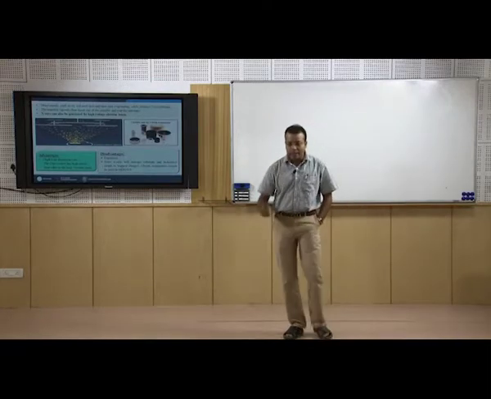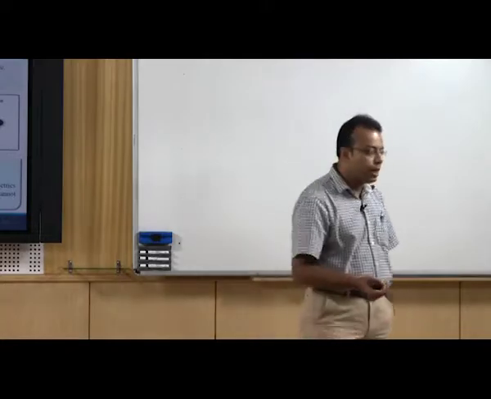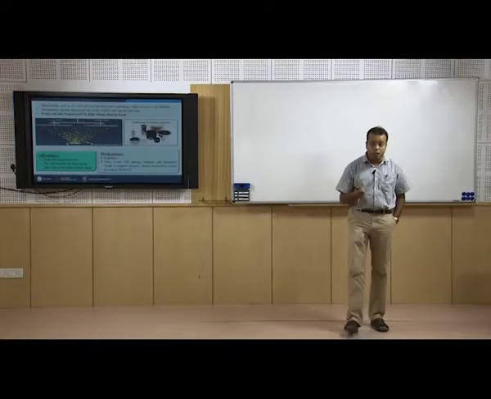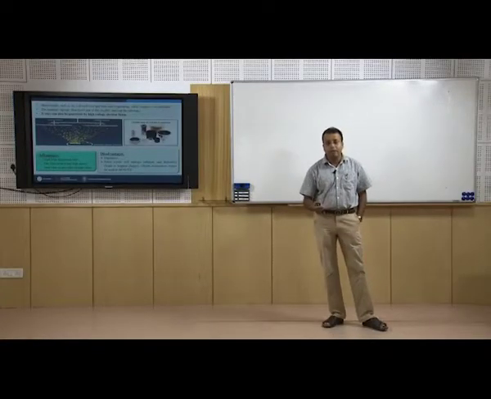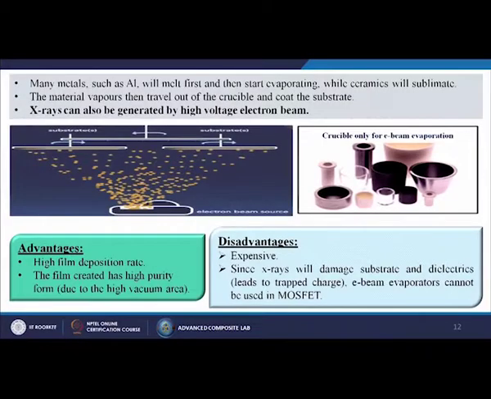The thing is that it depends upon the melting temperature of that particular material. In that particular case, aluminum's melting temperature is low, that is why it vaporizes very fast. The material vapors then travel out of the crucible and coat the substrate. X-rays can also be generated by a high voltage electron beam.